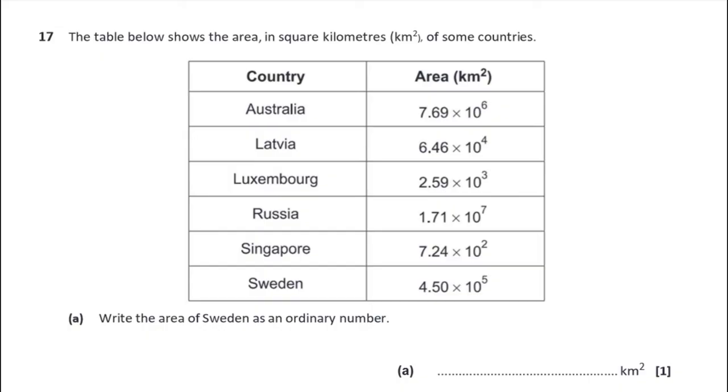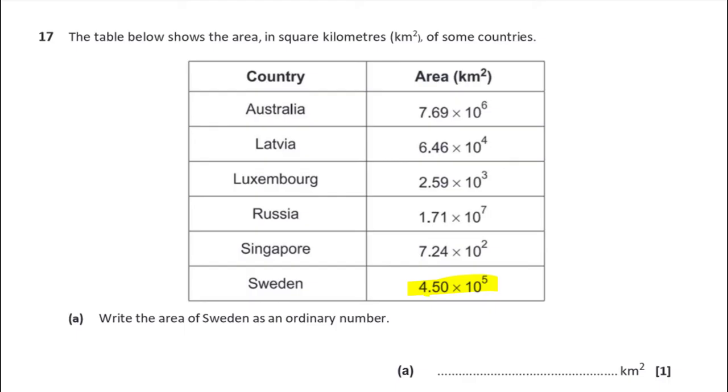Question 17. The table below shows the area in square kilometers squared of some countries. Now you can see these areas have been given in standard form. There's a number times the power of 10, isn't it? Write the area of Sweden as an ordinary number. So in the table, Sweden is given as this, 4.5 times 10 to the 5.